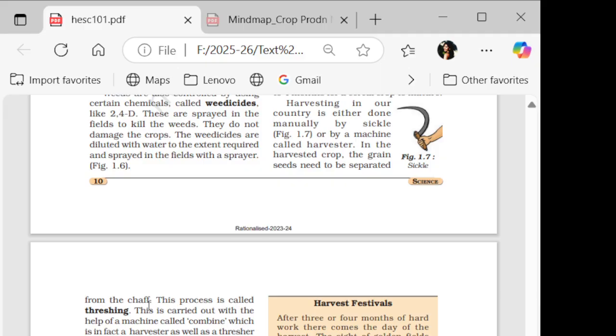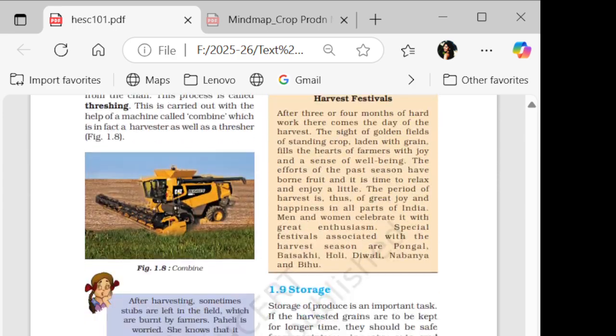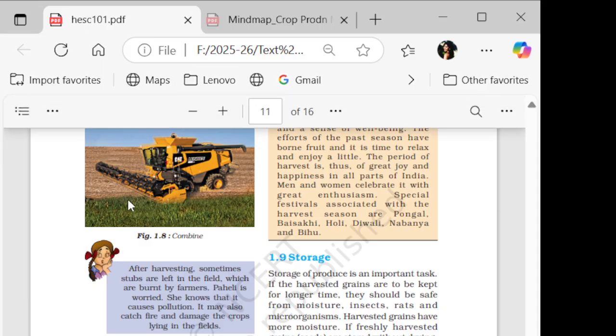Now you must be knowing, you have studied the methods of separation techniques in standard 6, and you know what is winnowing and what is threshing and what is harvesting, right? So once the harvesting is done, then the grains have to be separated from the chaff, and normally nowadays a machine for threshing is used to separate the grains from the chaff. And this is the machine. Here is the machine. It is shown to you here. Okay, it is a combine.